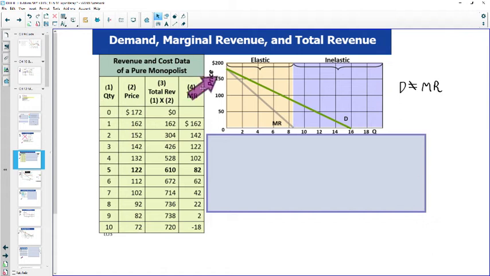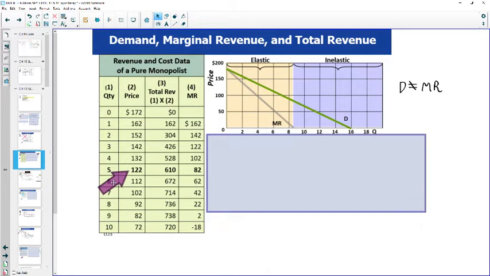And now, why does marginal revenue sit below demand? If we're selling 5 items, we're going to have to lower the price to 122. So when we lower the price to 122, right here, we're going to sell 5. The total revenue is $610. If we want to sell another one, we're going to have to lower the price to 112. But we can't then charge these people 122 because they'd be really upset with us.